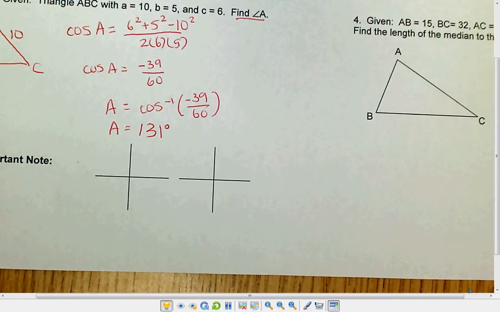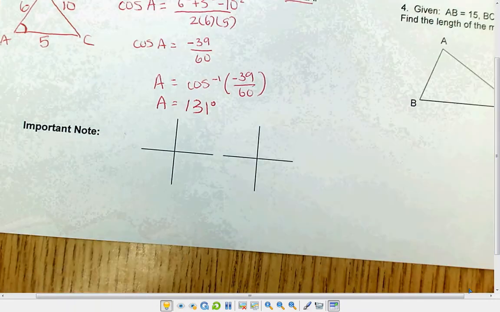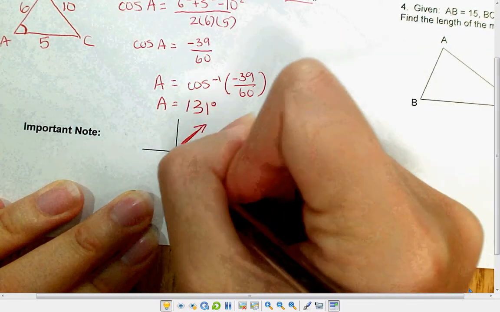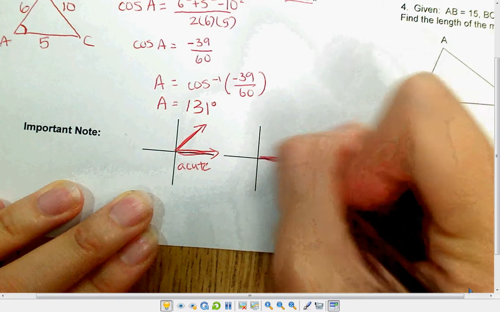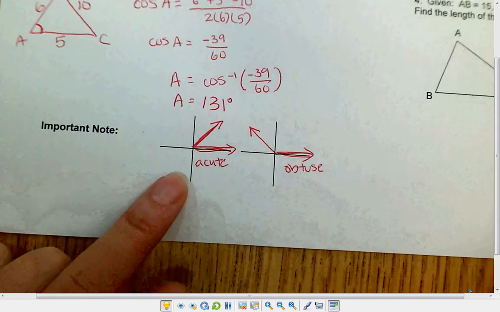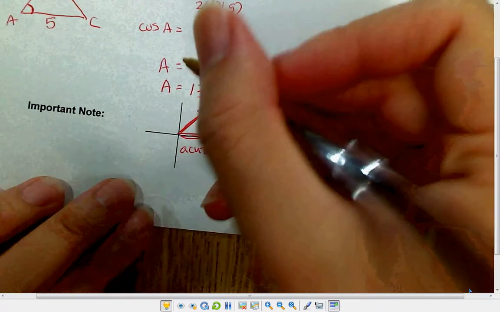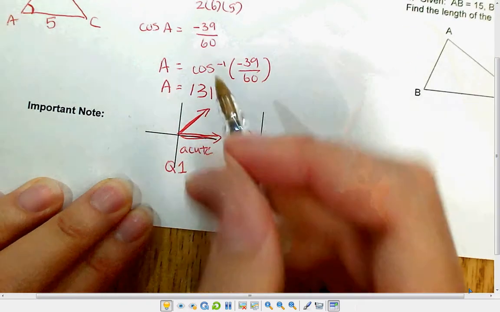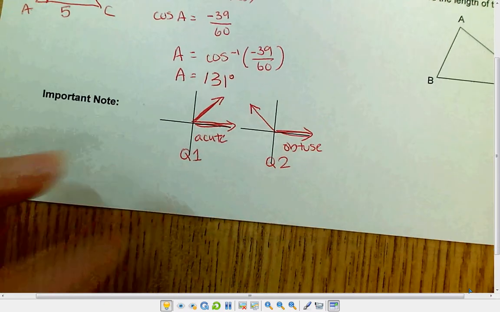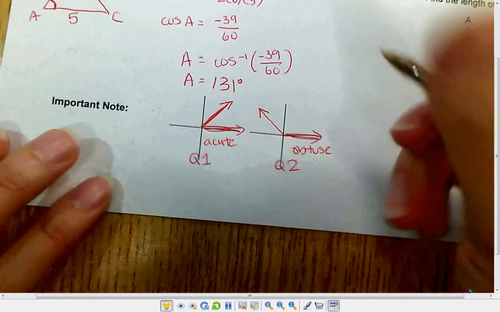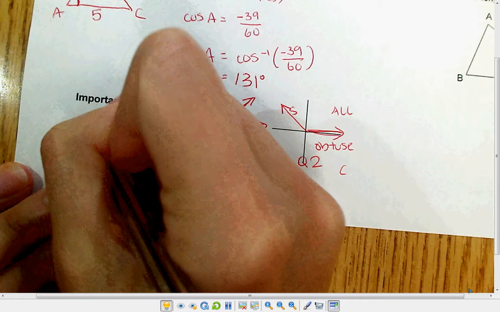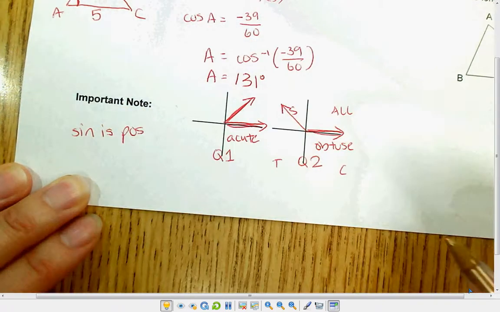Okay. A really quick important note. If you are to draw your acute and obtuse angles on a coordinate plane. So this is an acute angle, this is an obtuse angle. An acute angle ends up in quadrant 1. Obtuse angle ends up in quadrant 2. What we know about these quadrants using all students take classes is that sine is going to be positive for both.